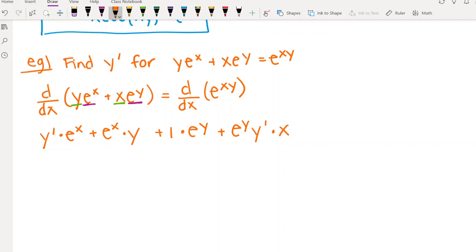So the first part was our first product rule. This is product rule number 1, and this is product rule number 2. Maybe I'll write that down, because it all looks kind of the same, so I want to make sure you can tell where everything came from.